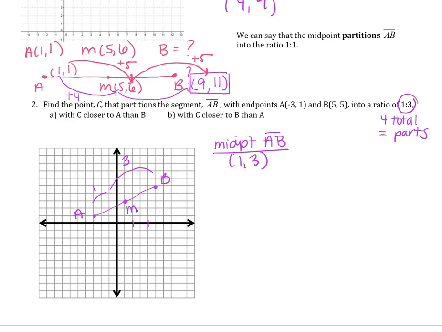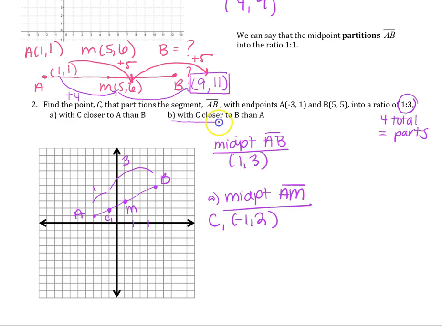Okay, so then if I want to find how this would break up into a fourth, I would just take the midpoint again. So if I find the midpoint of AM, halfway in between A and M would be right here at negative 1, 2. So that is your first possible location for C. So I'm just going to call that C1.